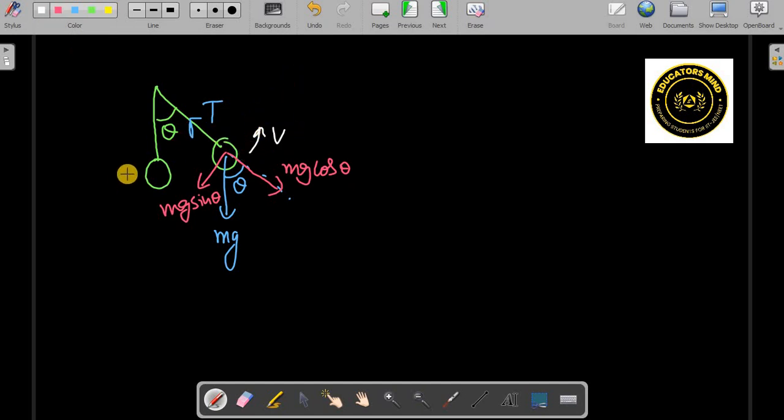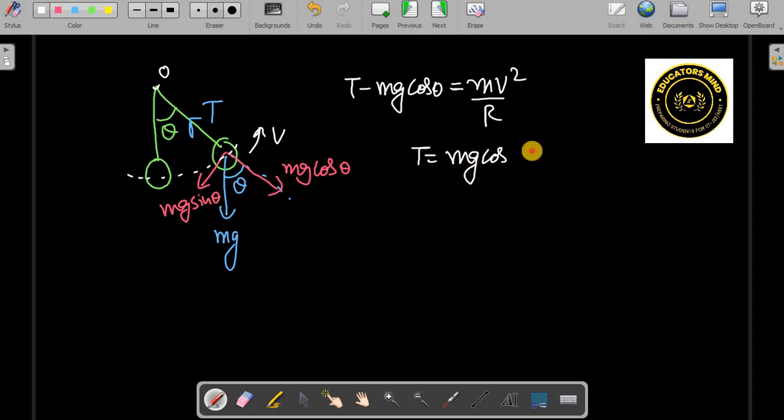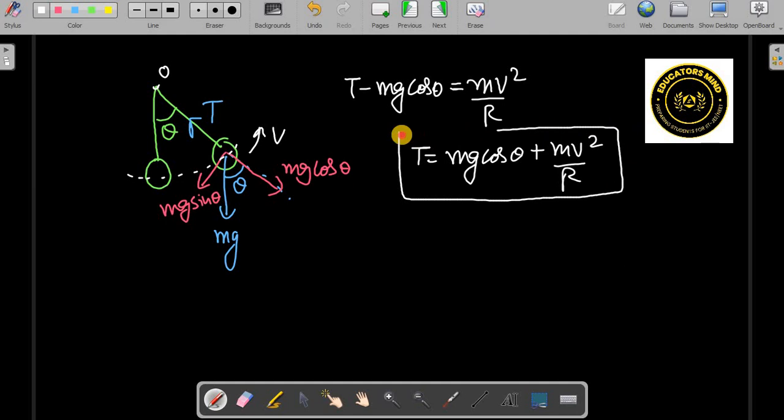And let us say this object has some velocity v. So it's going in a circular path, isn't it? The net force towards the center is called centripetal force, right? So tension minus mg cos theta will give us mv square by radius, right? So tension we can calculate: mg cos theta plus mv square by r. This is how tension will vary. This we have already seen, right?